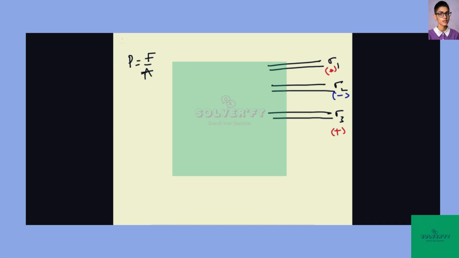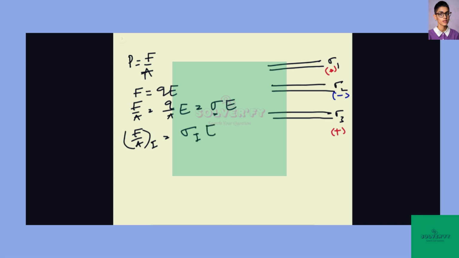sheet. So now we know that force is Q times E, where Q is the charge and E is the electric field. Hence, force by area is Q by A times E, which is sigma times E, because Q by A is simply charge density. Hence, F by A for a particular sheet, let's say the first one, will be the charge density of that particular sheet times the electric field due to the other sheets.